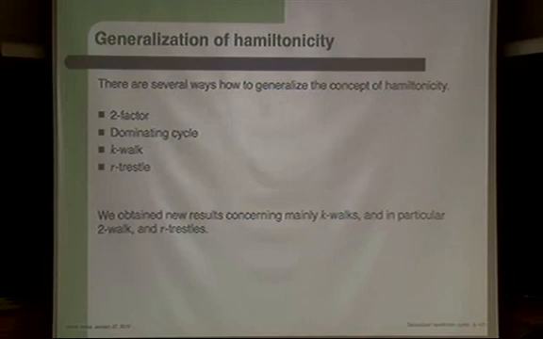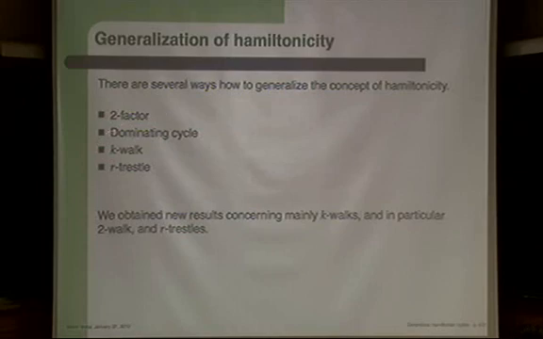So there are many ways of doing it, but for example, two-factor is one possible way of how to generalize Hamiltonian cycle. Actually, two-factor is just a spanning subgraph such that the degree of every vertex is 2. So clearly, a Hamiltonian cycle is a two-factor, but a two-factor can be a collection of cycles as well. So it's, let's say, more general than a Hamiltonian cycle.